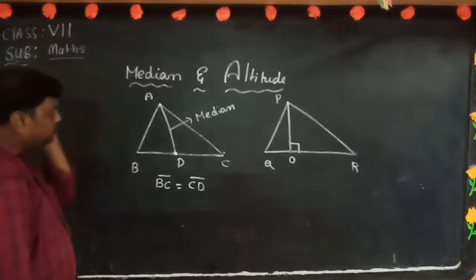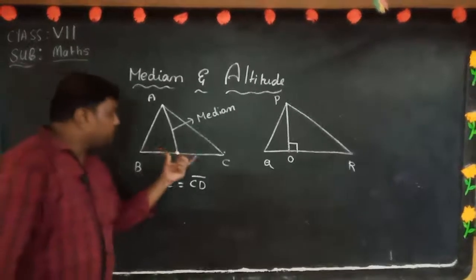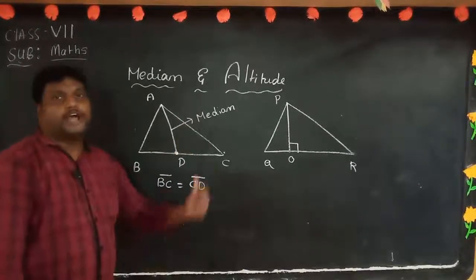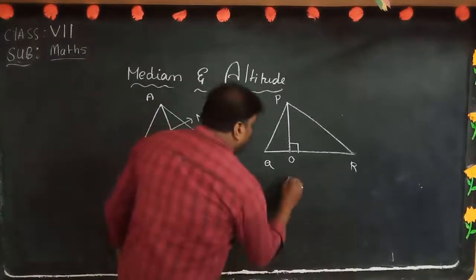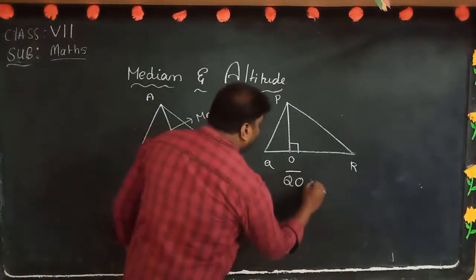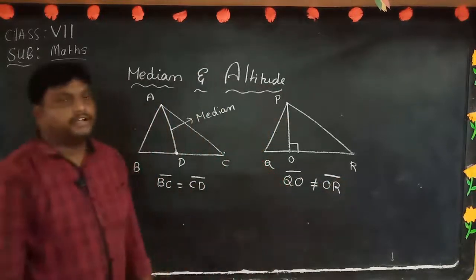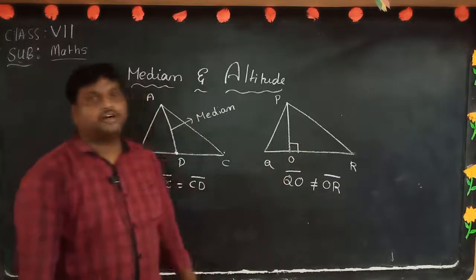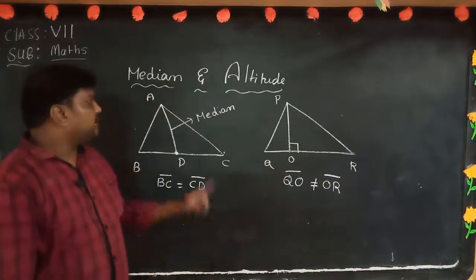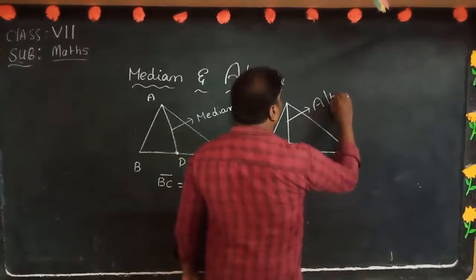See here, in the median we have to observe the middle point. In the altitude we have to observe the exactly perpendicular line. Here QO is not equal to OR. Why? Because the QO distance is different and the OR distance is different. This is about median and altitude.